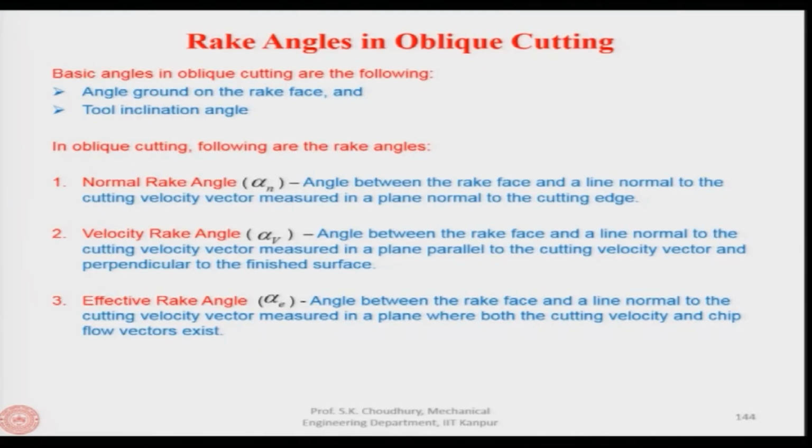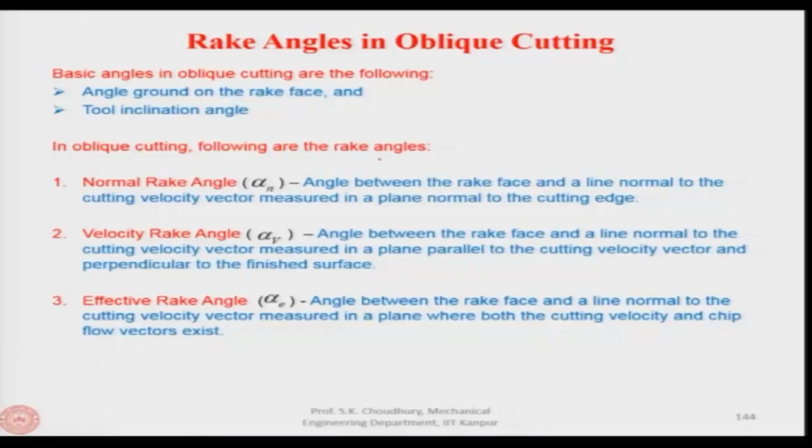The forces we have seen, now how the rake angles can be determined in case of oblique cutting. Here the basic angles in oblique cutting are the angle ground on the rake face and the tool inclination angle. Now, since the tool is inclined with respect to the cutting velocity vector, therefore, the chip does not flow exactly perpendicular or normal to the cutting edge. It will flow to that side of the normal to the cutting edge where it will get less resistance to the flow obviously.